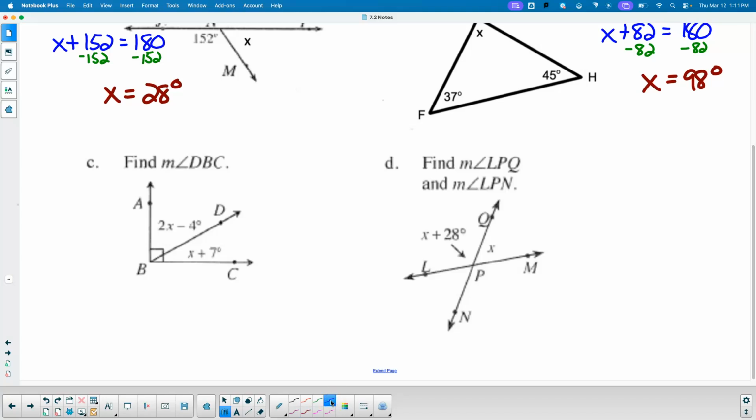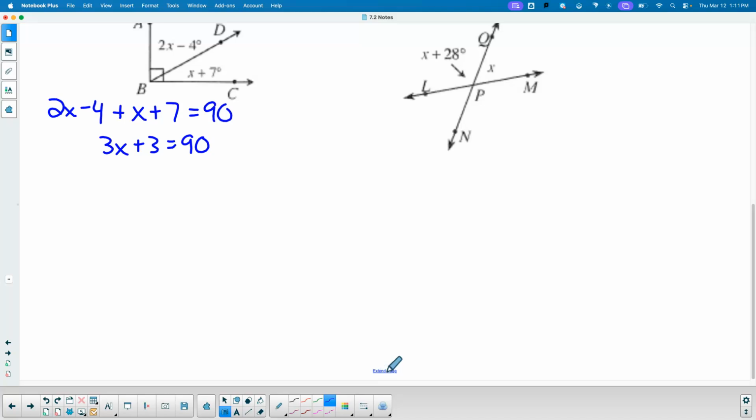So 2x minus 4 plus x plus 7 has to be 90. Well, what's 2x plus x? 3x. Negative 4 plus 7. Positive 3. Am I going to solve that? Subtract 3. Then divide by 3. 29. So it's 29 degrees?